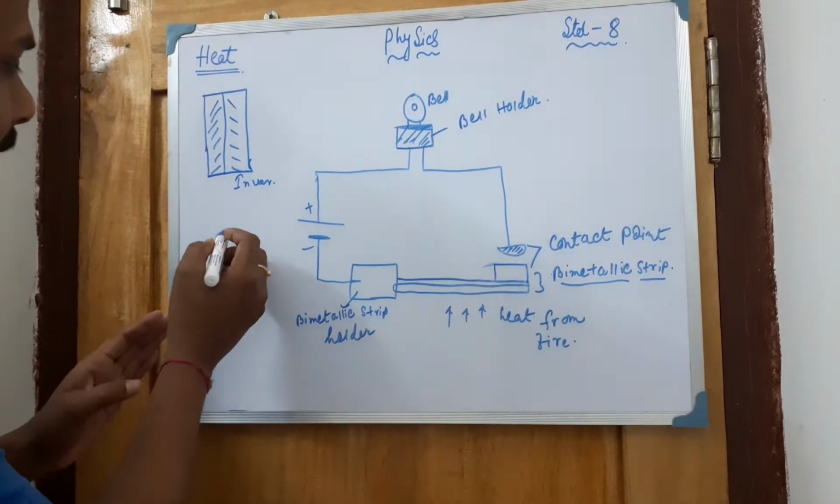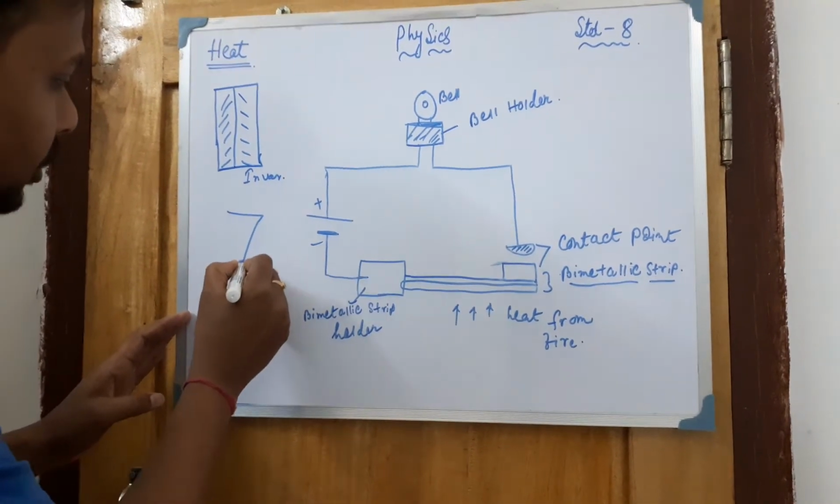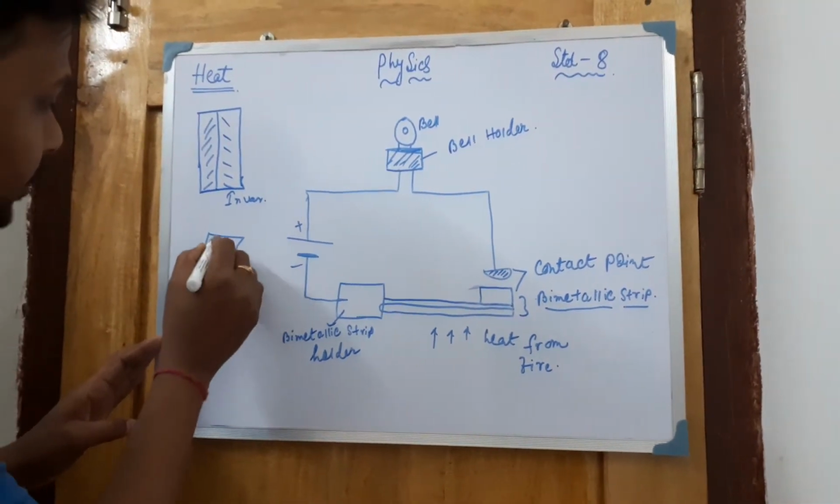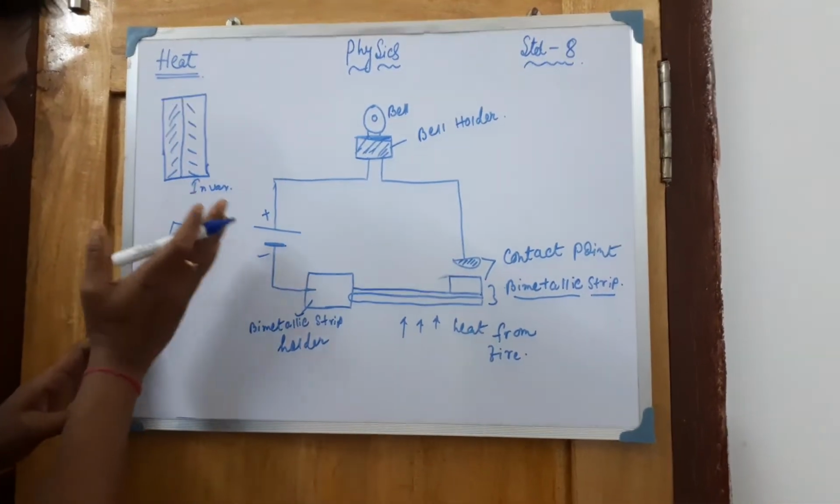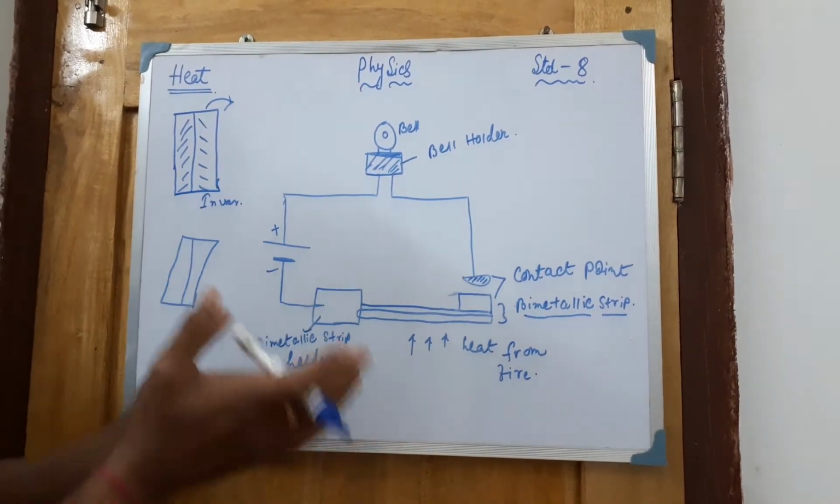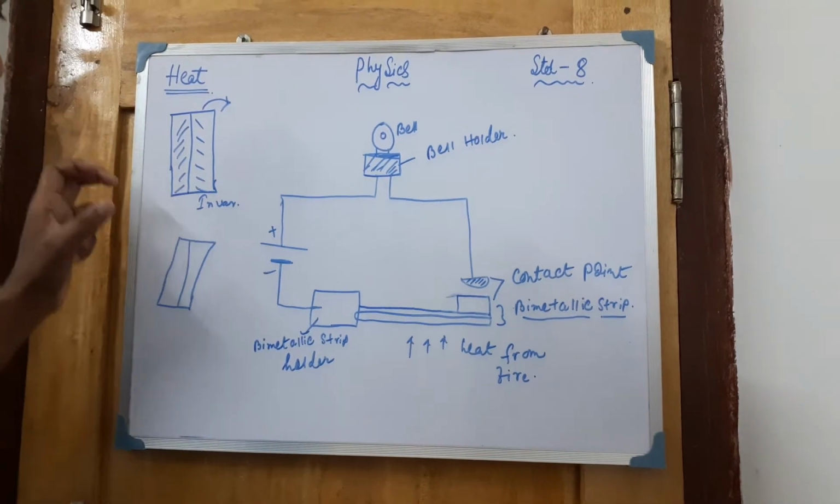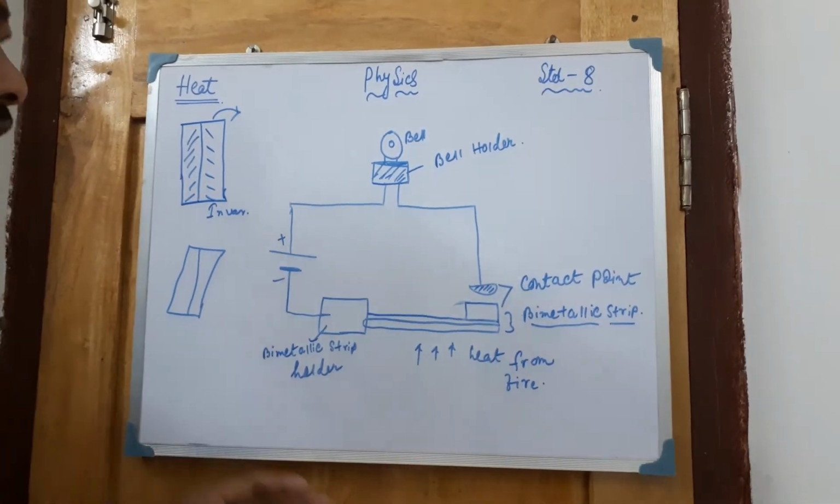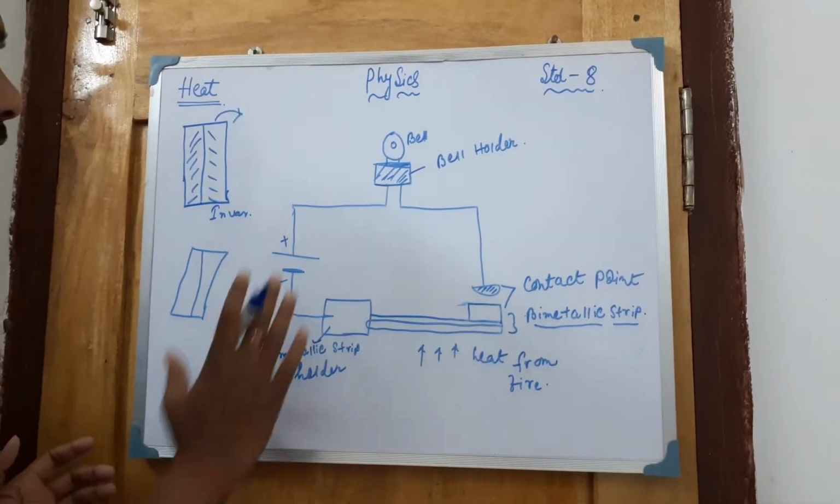Suppose heat is given, then it can bend in this way. One side can bend more. Suppose this side can bend this way. If the expansivity is more there, and if the expansivity is less there, then that side will bend less. So this is the bimetallic strip construction.